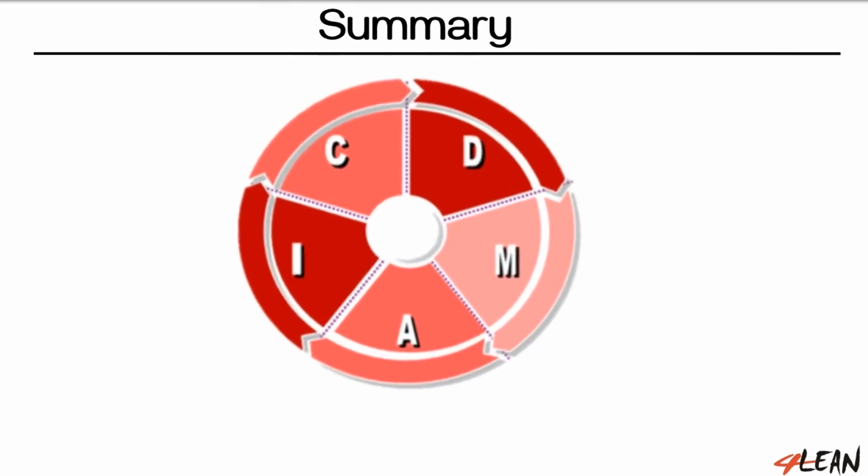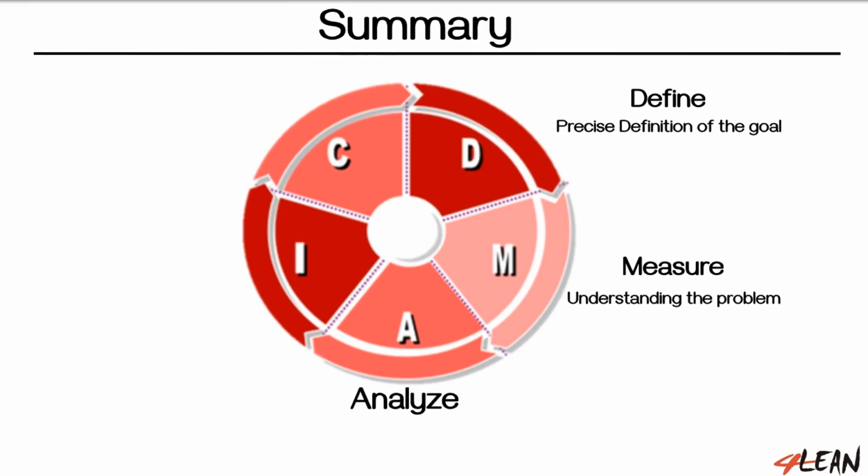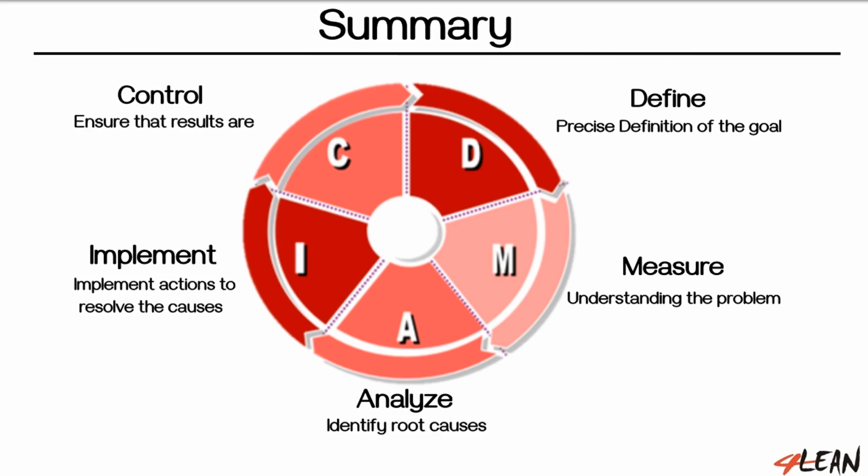Summary. First, define, precise definition of the goal. Second, measure, understanding the problem. Third, analyze, identify root causes. Fourth, implement actions to resolve the causes. Fifth, control, ensure that results are sustainable in the long term.